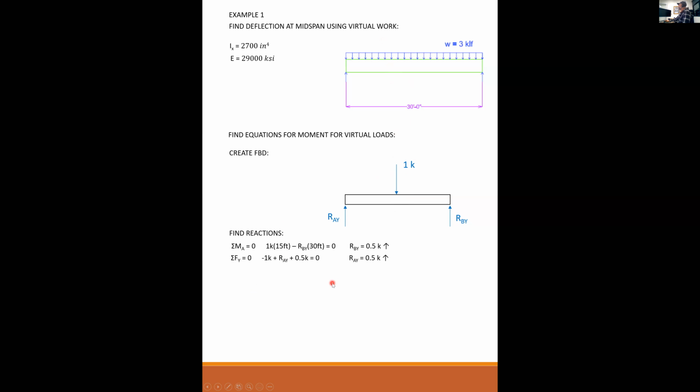And by summing moments and forces, I can find that my reaction due to the one kip is a half a kip up at A, half a kip up at B. I decide on cut points. I'm going to need 2 of them, right? So I redraw the problem. Here's my reactions. Here's my applied load. And I need 1, 2 cut points to fully describe this beam.